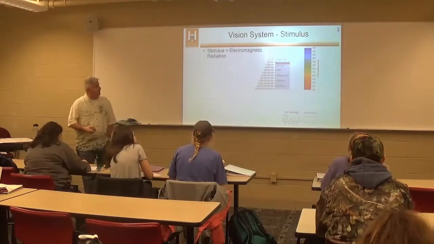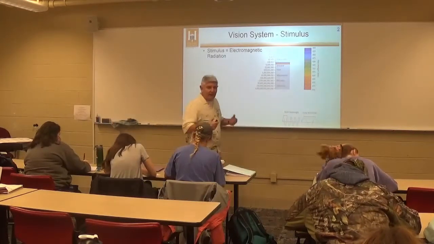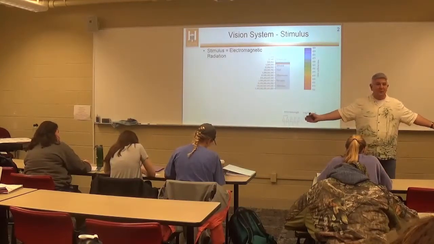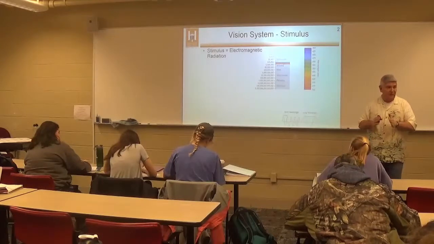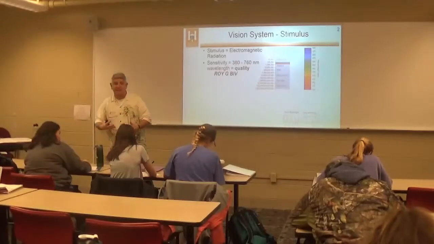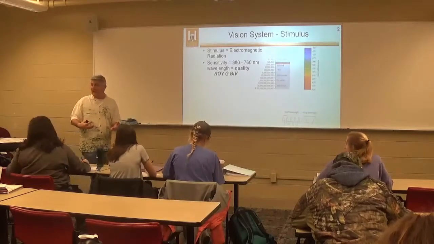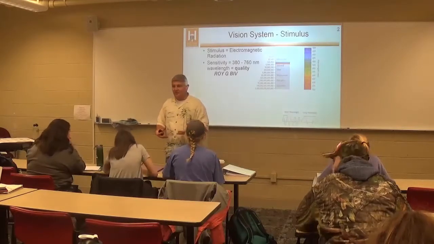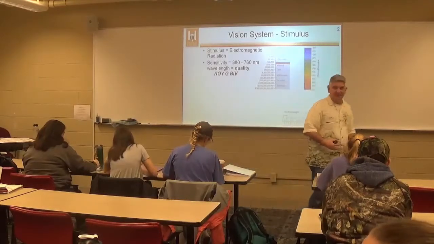So the stimulus for the visual system is light, but really what light is is electromagnetic radiation. There's a lot of electromagnetic radiation out there. We only see a very narrow range of it. So when we say, what is the stimulus for the visual system, do you think that might be on an exam? Probably, yeah. It's 380 to 760 nanometers of electromagnetic radiation. That's what it is, right?